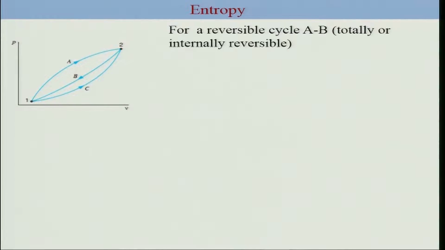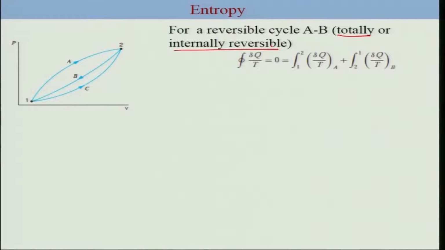Let me first start with specific reversible processes. Here is an illustration on a PV diagram. You have states 1 and 2, and two different ways to have a cycle. Let's consider reversible cycle A and B. This reversibility could be totally reversible, which means the system and surroundings, or internally reversible, which means just the system undergoing a quasi-static process without any finite temperature-based heat transfer.